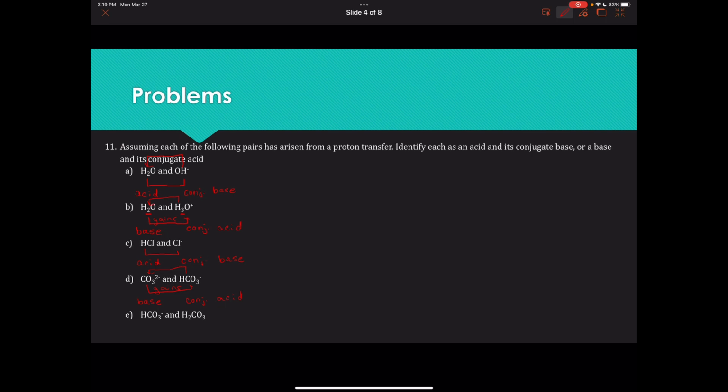And then finally, we've got HCO3 minus, so again, bicarbonate, and then I have H2CO3. We go from 1 hydrogen to 2 hydrogens. We are gaining. So the HCO3 minus is a base here. It's accepting a hydrogen to form the H2CO3. That means the H2CO3 will be the corresponding conjugate acid.